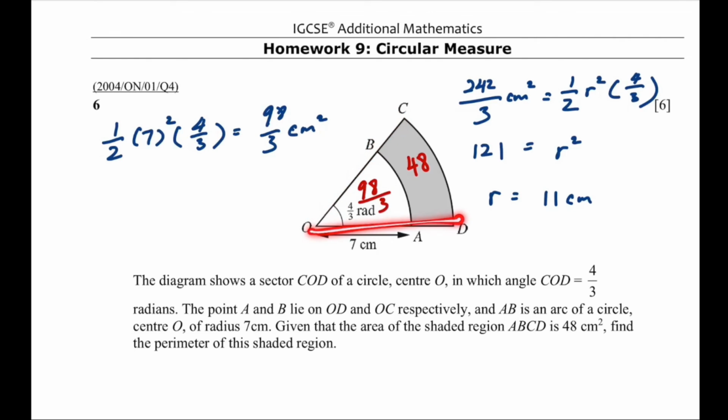This is 11. So this is 4 cm. This is 4 cm. This is 7 cm. So the remaining is very simple. Because the perimeter of the shaded region, this is 4, this is 4. This is the arc of the smaller sector, and this the arc of the bigger sector. Can do, right? You can pause the video and do first before you check the answer.